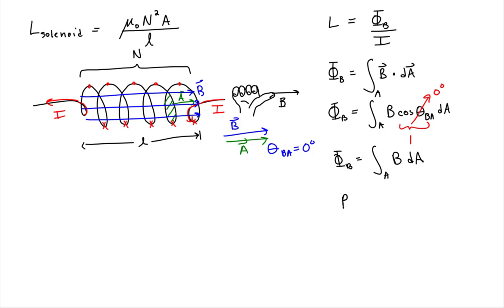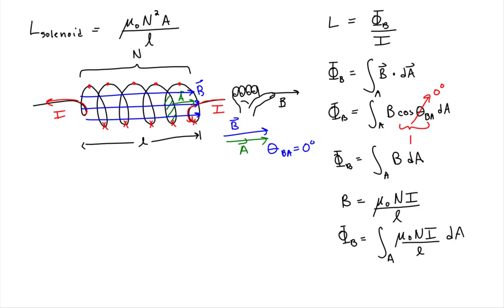Previously, we've shown that the magnetic field along the central axis of a solenoid is equal to the product of the permeability of free space, the number of loops of the solenoid, the current running through the solenoid over the length of the solenoid. So we could plug this into our integral, that the flux due to the magnetic field in the solenoid is equal to mu naught n I over L times the area differential.